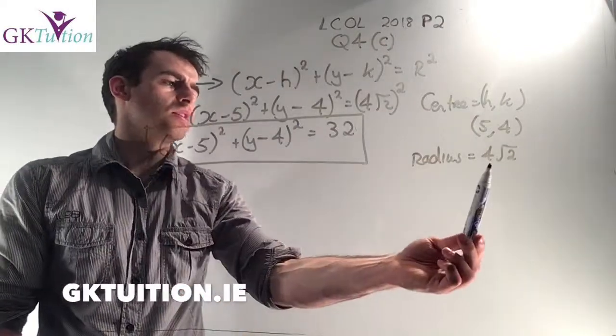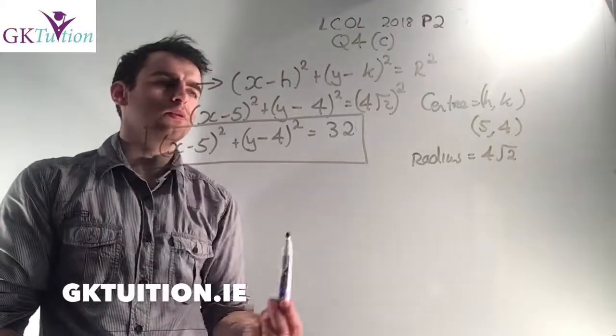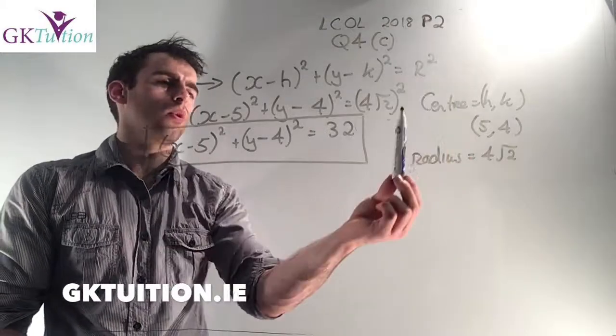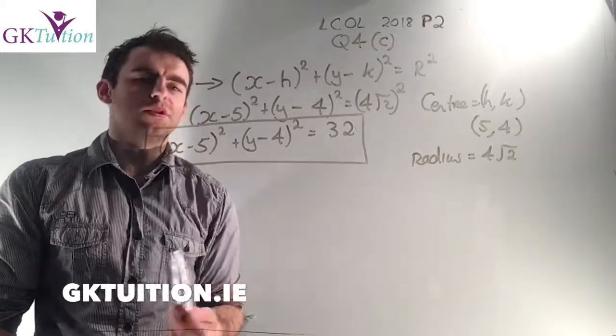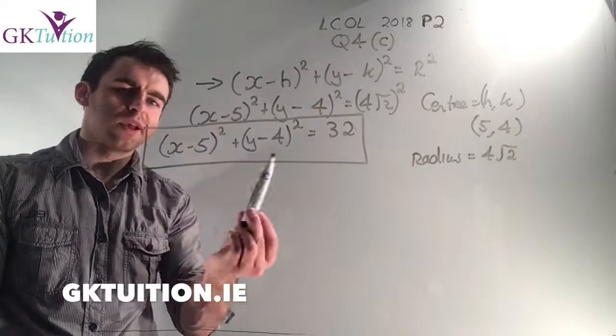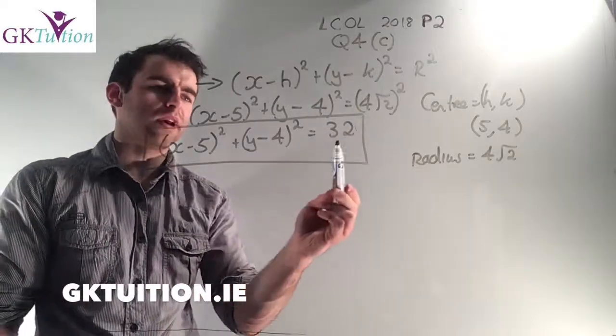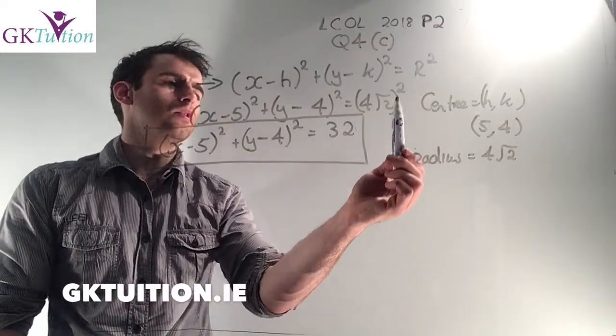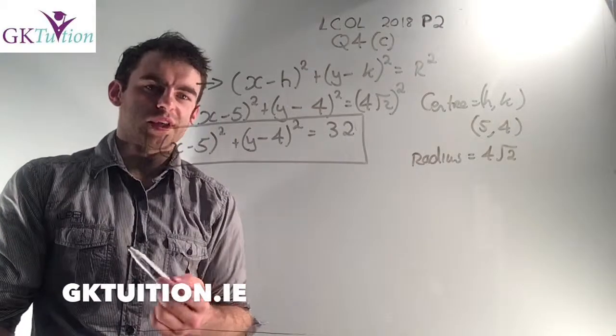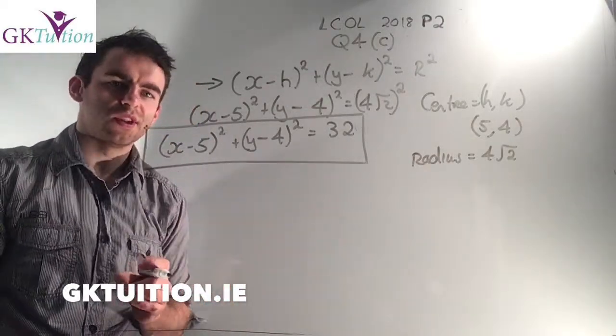And the radius we worked out in the second part is 4 root 2. The right-hand side is just r squared, so it becomes (4 root 2) squared. You don't have to multiply out the left-hand side, but you do have to multiply out the right-hand side. You have to write (4 root 2) squared. If you square it, that works out as 32. So your final answer is in the box here.